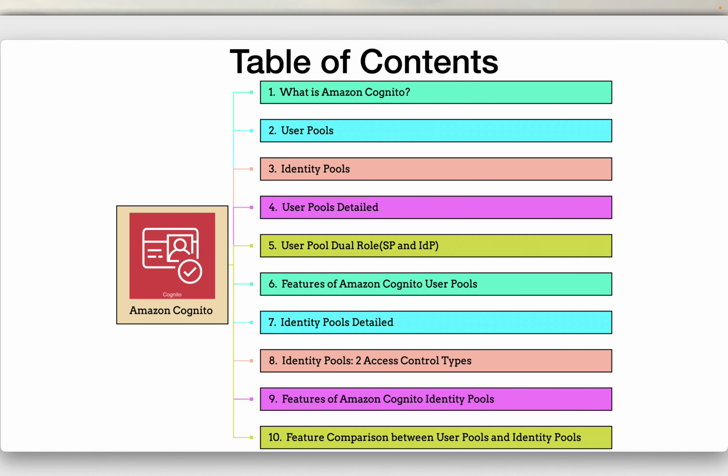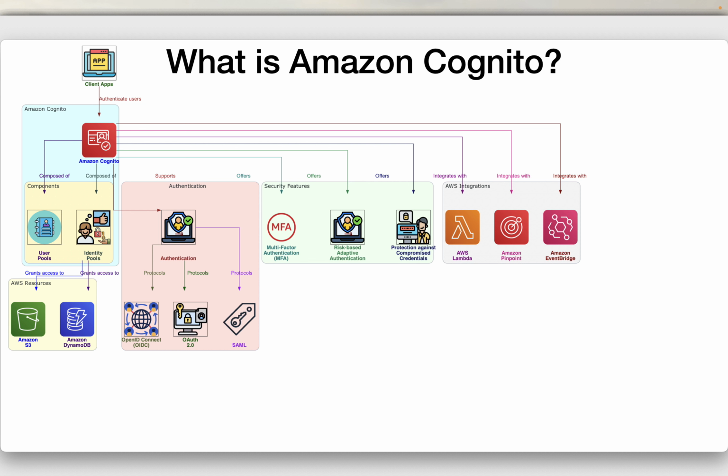So this lecture will contain all these topics. What is Amazon Cognito? User pools, identity pools, user pools in detail, user pool dual role as service provider as well as identity provider, features of Amazon Cognito user pools, then identity pools in detail. Identity pools, there are two types of access control, features of Amazon Cognito identity pools, and feature comparison between user pools and identity pools. So what is Amazon Cognito?